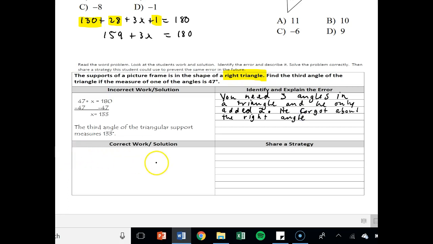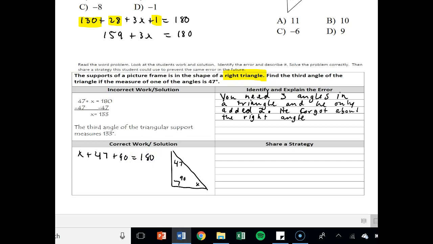Right? Even if you were to draw a picture here off to the side, right? You're saying, okay, here's your right triangle. That's the 90 degrees that he forgot about. Here's the 47, and then he's got to solve for x, right? So I'm going to write out the equation. X plus 47 plus 90 is equal to 180.